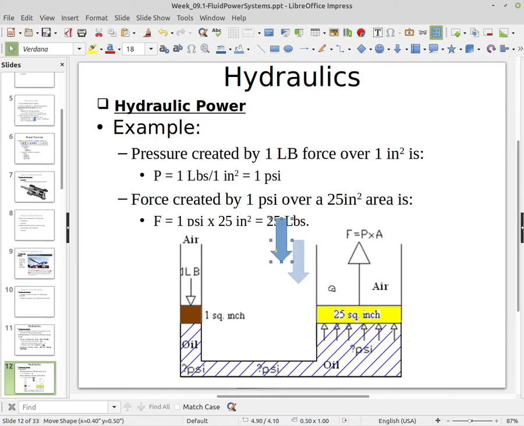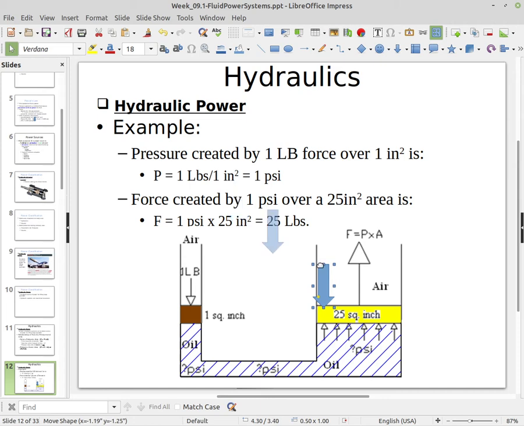And so on this side I have 25 square inches. So I have the exact same setup; the 1 pound is activating it here, pushing down on 1 square inch. And over here I have 25 square inches, which means that the force being pushed up is 25 pounds.